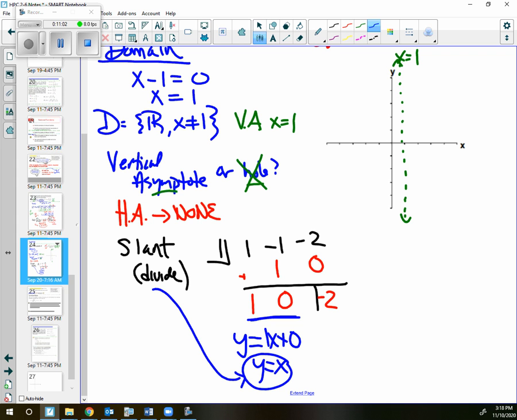So I'm going to go ahead and put that in on my graph. So 0, 0, 1, 1, 2, 2, that whole lovely thing. And so here's my slant asymptote, y equals x.